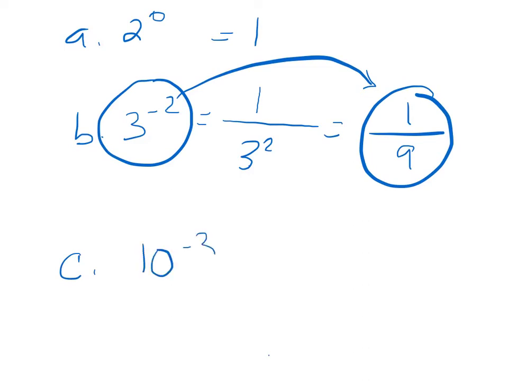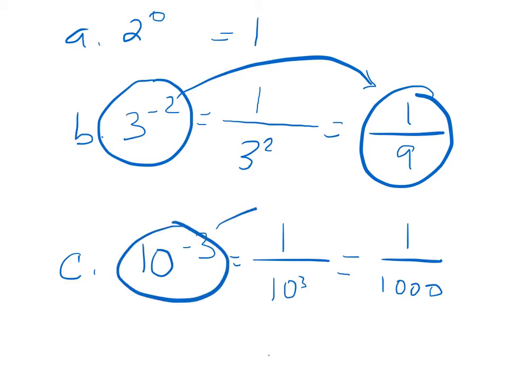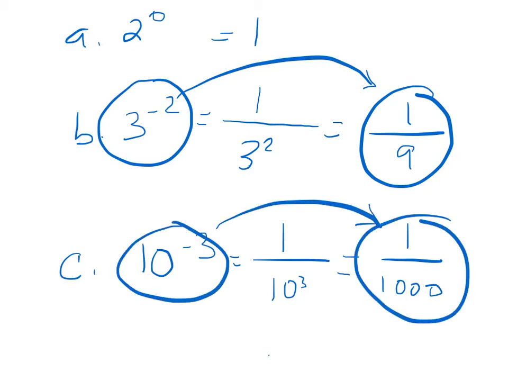C, 10 to the negative third. Again, make the negative symbol your fraction bar over here. You'll have 10 to the third down here. You'll have a 1 up over here then. So we've gotten rid of the negative symbol over here. It started here, but it's not here. We moved it into there. And now we know I'll have 1 over, and the 3 here tells me I'll have 3 zeros after the 1. 1, 2, 3. So 1/1000th is what 10 to the negative third means.